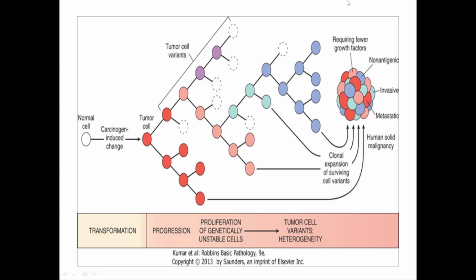وشايفين هون مثلا صار في هون required fewer growth factors للlight orange، non-antigenic للblue، invasiveness and metastatic. So هذا tumor constituents أو accumulation of these mutations بخلي tumor is able to invade, metastasize, evade the immune system, and reach the blood. If you remember, this is the picture of malignancy.